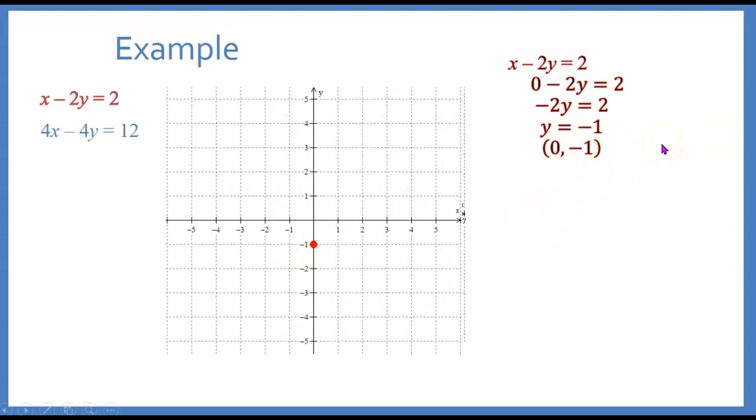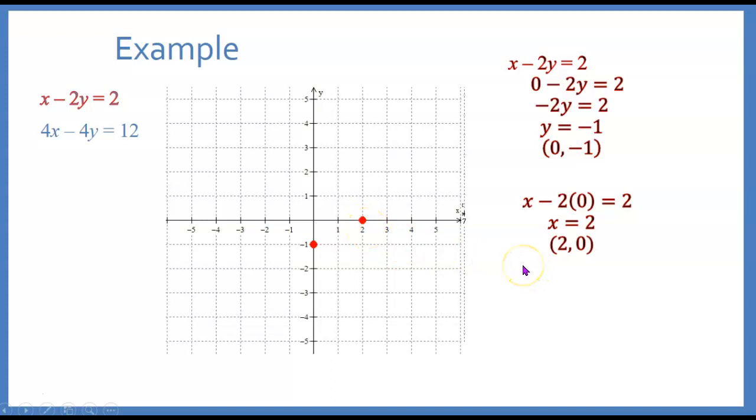Now let's see what happens if I put 0 in for y. x minus 2 times 0 equals 2. Well, 2 times 0 would be 0, so we're just looking at x minus 0 equals 2, or just x equals 2. So there's the point where x is 2 and y is 0, the point 2, 0. So that would be there.